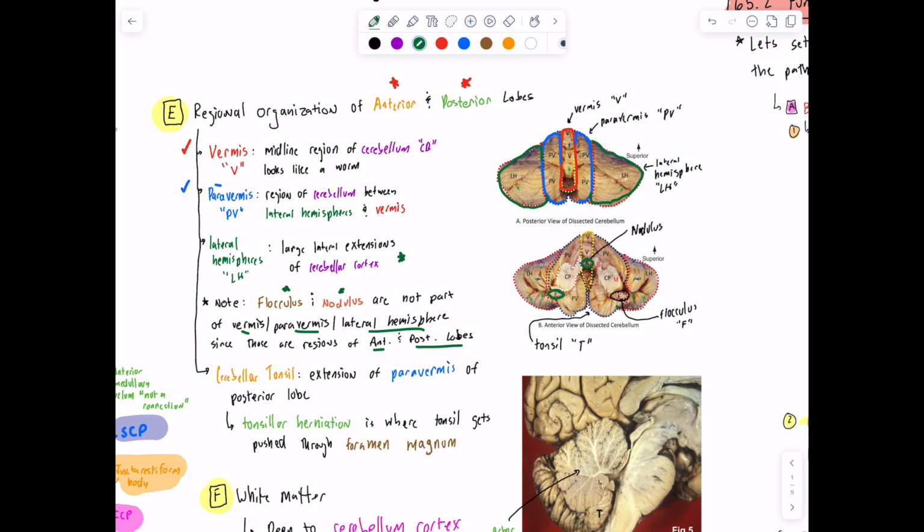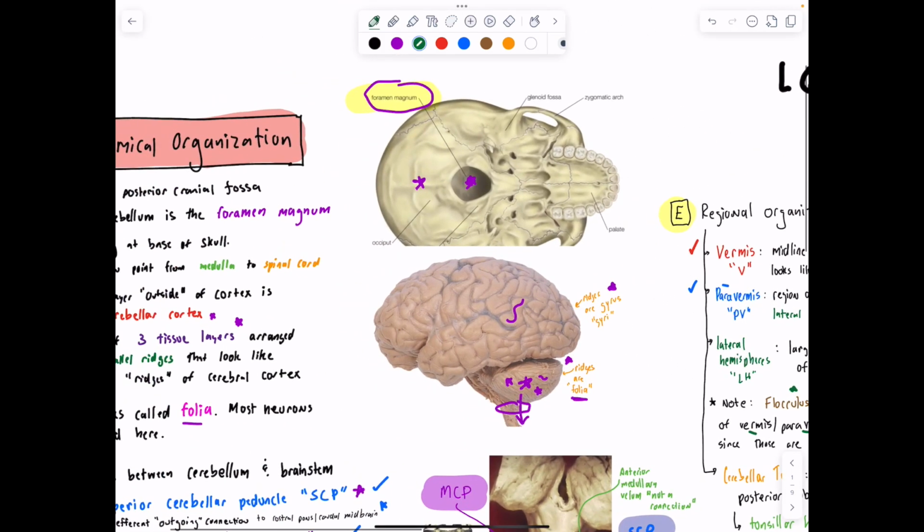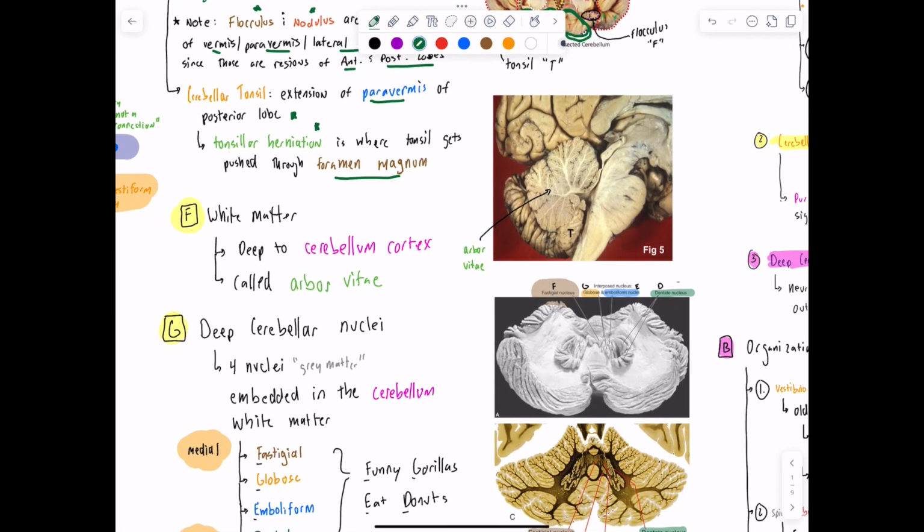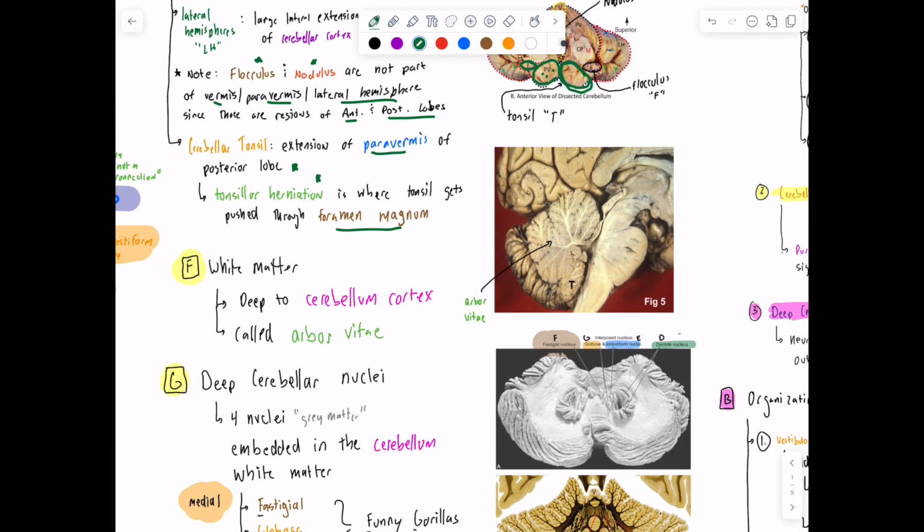All right, and then finally you have the cerebral tonsils on these sides, and you can see that they're made up of paravermis of the posterior lobe. And then tonsillar herniation is where this tonsil right here gets pushed through the foramen magnum, which again is right here. Right, that would be a very bad thing, dangerous. I think fatal is the conclusion.